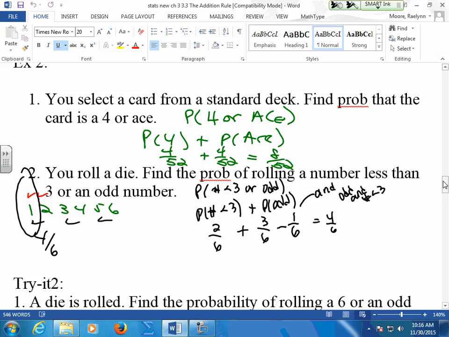This is a great example of seeing that they're not mutually exclusive. I can pull out a number that is less than 3 and is an odd number at the same time. So I can't count them in both of my sections. And when you're dealing with rolling a die, that's the best way to do it. Lay them out. You don't really even have to do the probability. You can just say, well, I counted this one already. This one, this one, this one. I got 4. 4 out of 6.